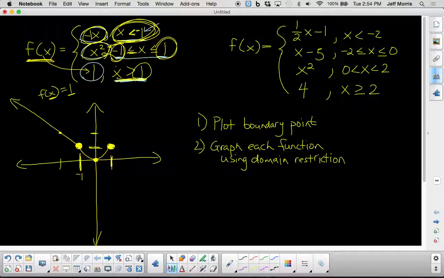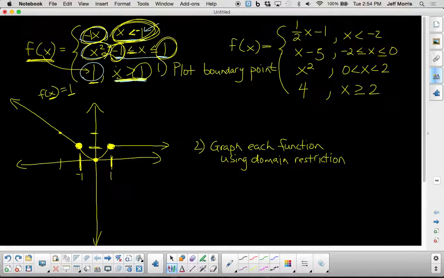And then this last piece is a horizontal line at 1 when x is greater than 1, so I'm going to go to the right of 1. So I'm going to graph a horizontal line to the right of 1. So there's that first piecewise function. Really pretty straightforward. So plot the boundary points, graph each function using the domain restriction.